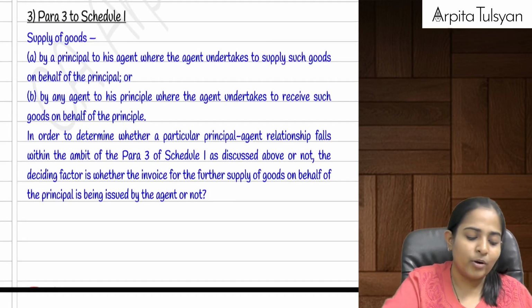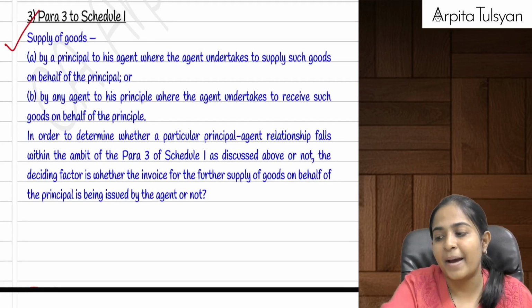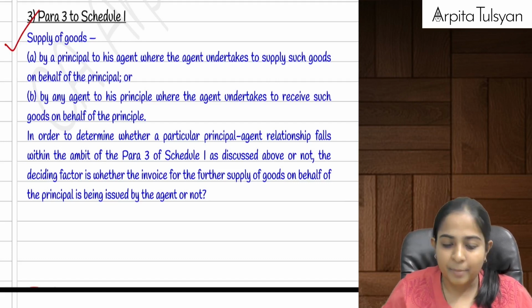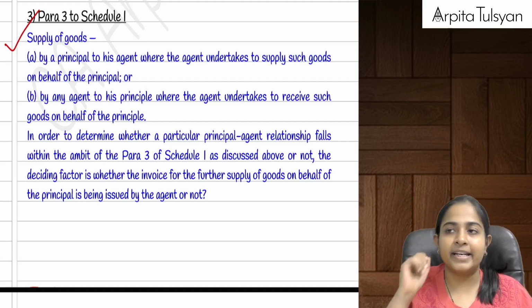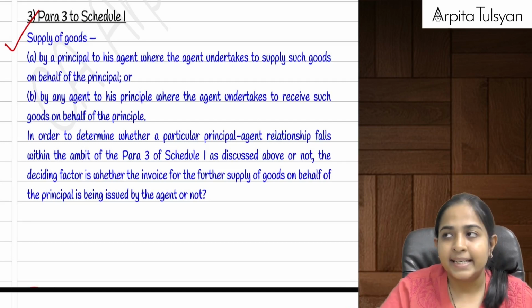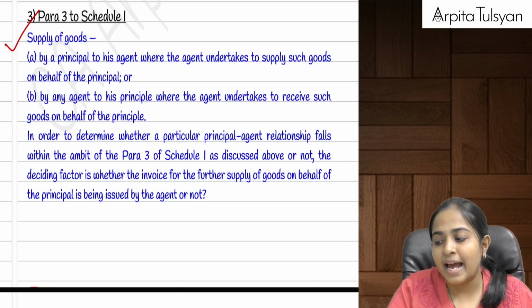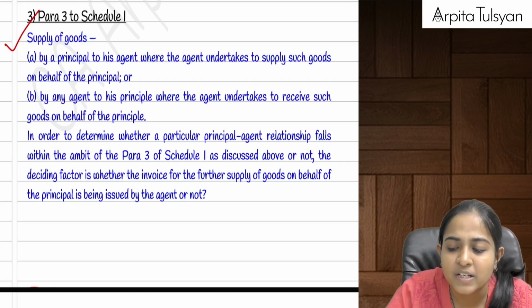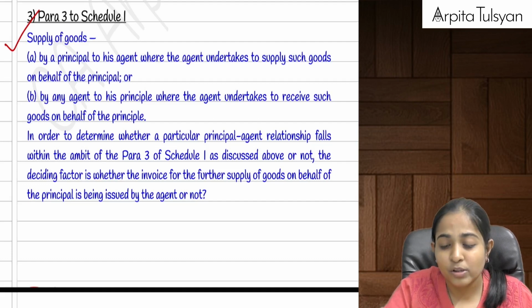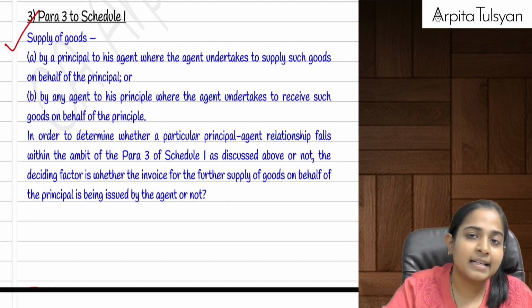Yes, okay. Then going on to the next one, that is para 3 to Schedule 1. Third point, para 3 to Schedule 1. Remember I just told you about the principal and agent point there. What did we study for principal and agent? Principal and agent, such as a sole selling agent, etc., were considered as related persons.